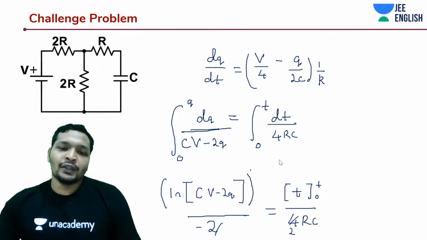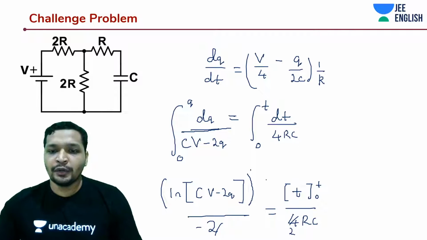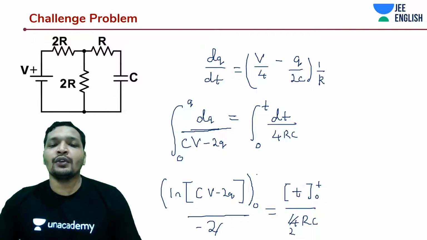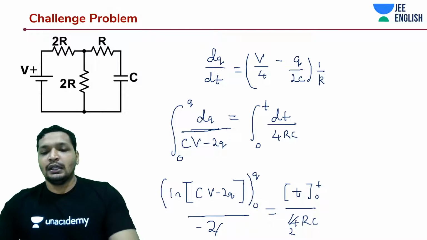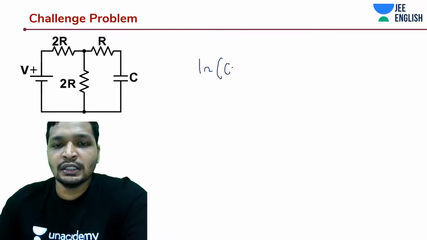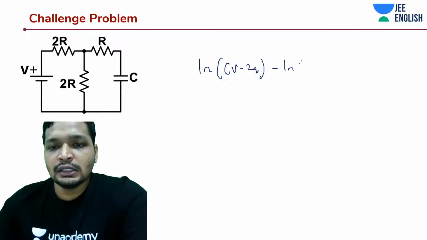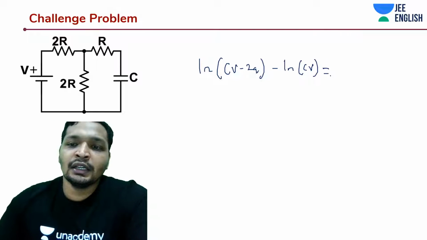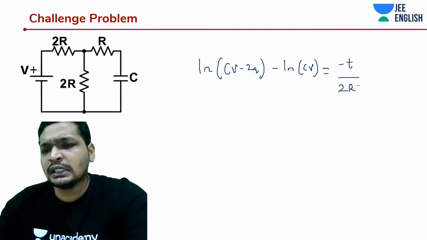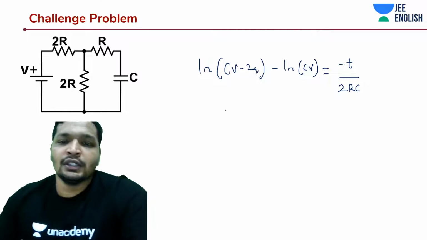Of course, 1 by q is going to be log, and in the denominator you're going to get minus log. So it's just 0 to q, and after solving this you're going to get something like log. We just did this problem, minus 2q minus log CV. I'm just writing it down straight away: minus t by 2RC is what you're getting, already the time constant. Okay.